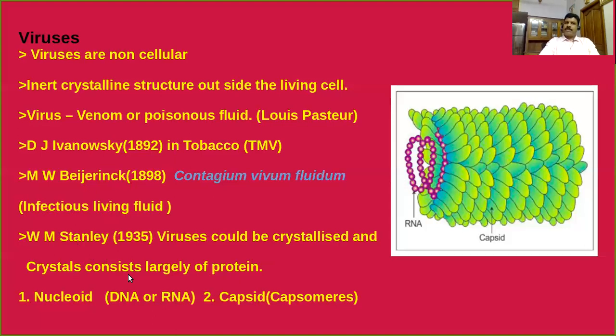Dear students, structurally viruses consist of two parts, nucleoid and capsid. Nucleoid means the genome, which may be either DNA or RNA. Capsid is the protein coat, commonly seen outside the nucleoid. In this diagrammatic representation, you can see the nucleoid, or the RNA as the genetic material, and this region as the capsid. Capsid means the protein coat. The individual units of the capsid we call capsomeres.